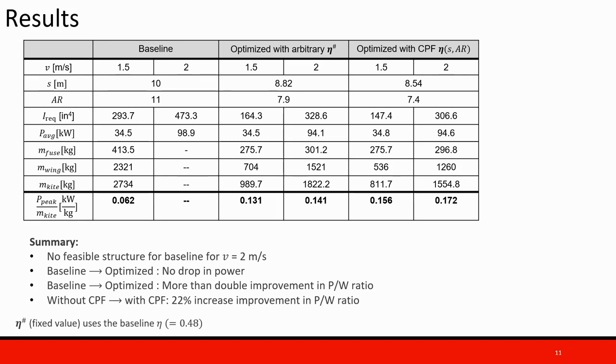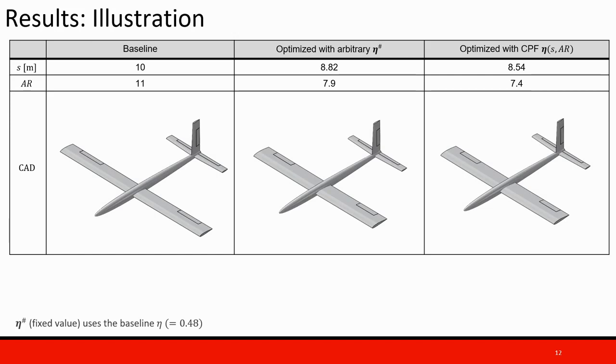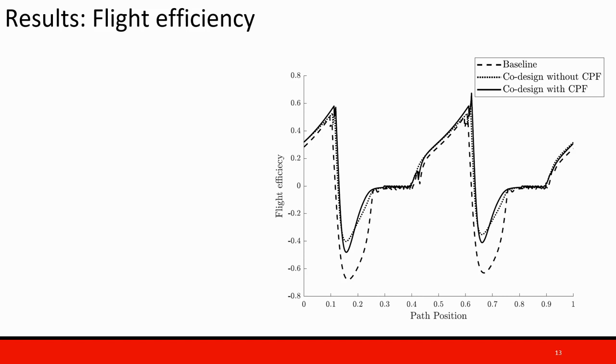There was no significant power drop moving from the baseline to the optimized kites, whereas the power to weight ratio, the relevant techno-economic metric, more than doubled moving from the baseline to the optimized kite, whereas a further 22% improvement in the power to weight ratio was seen when the control proxy function was used. This slide illustrates and compares the designs of the baseline with the optimized kites. Note that the optimized kite with the control proxy function, which performs the best, has the least span and the least aspect ratio.